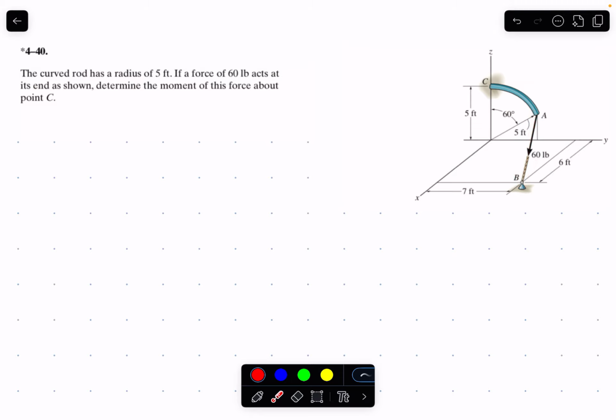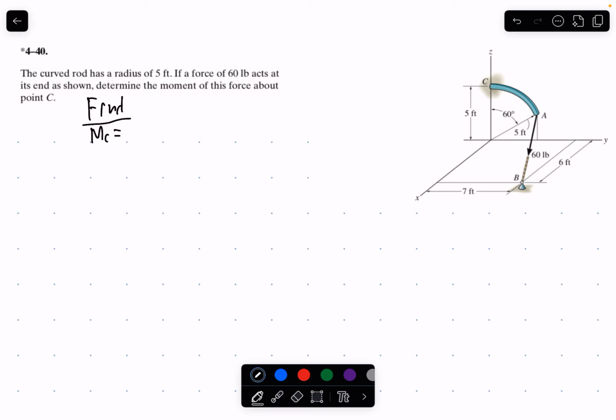end A right there. And we know that cross products and moments are both path independent. So that means this curve right here could be any curve like this. The only thing that matters is the vector between point C and point A. So we can start with our find variable. Our find variable today is going to be the moment about C.